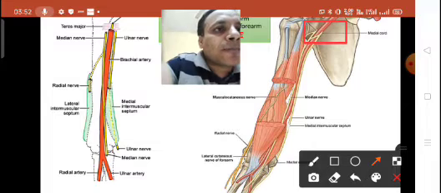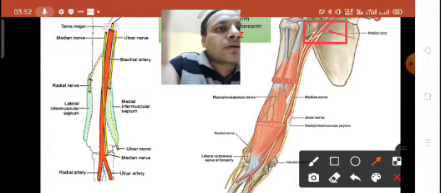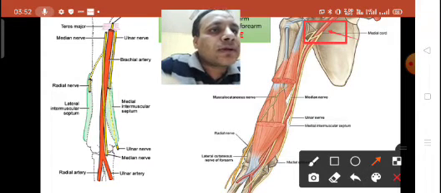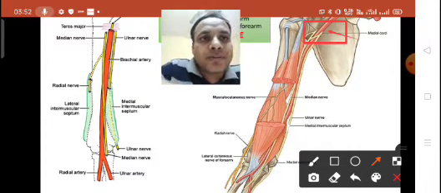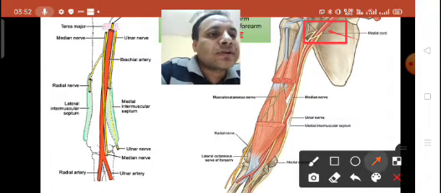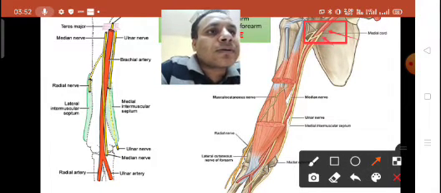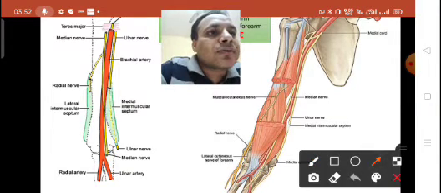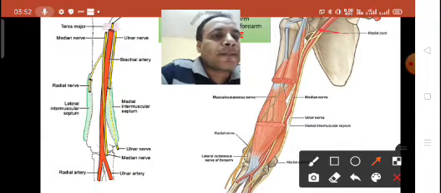This is the axillary artery, and also the contents of the axilla are the cords and branches of the brachial plexus. You can see here, this is the medial cord of the brachial plexus, and this is the lateral cord of the brachial plexus.